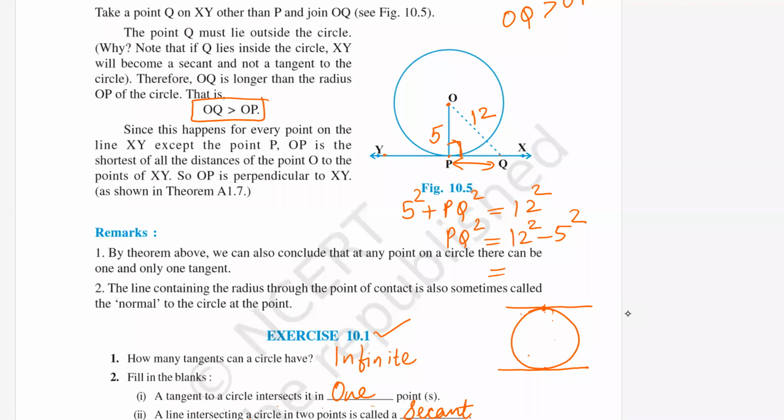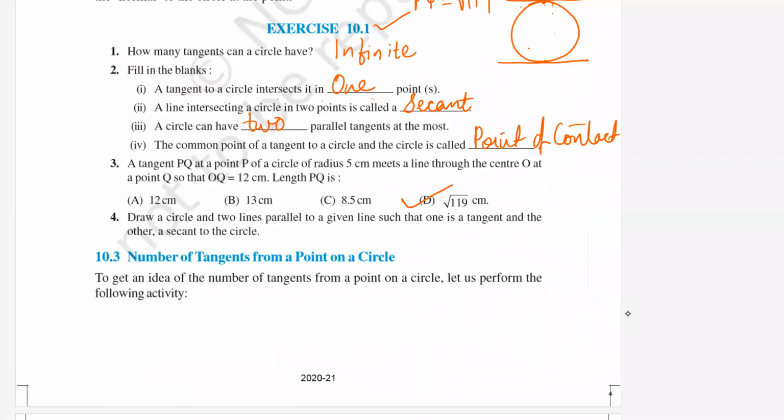This you can solve: 12 minus 5 is 7, 12 plus 5 is 17. So this will be 17 into 7. 7 sevens are 49, carry 4. 7 ones are 7, plus 4, 11. 119. So PQ will be under root 119. Any doubt till here? So D is the correct answer.